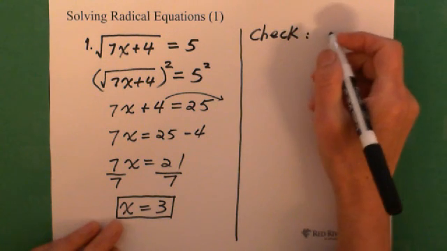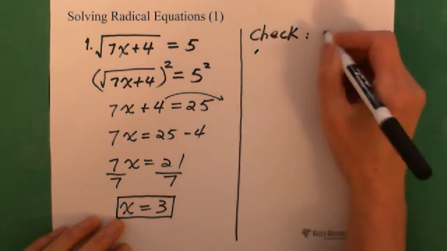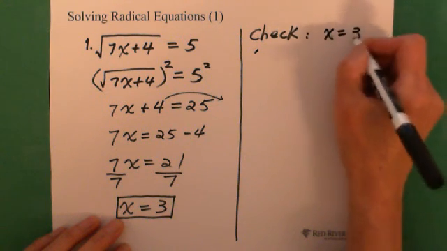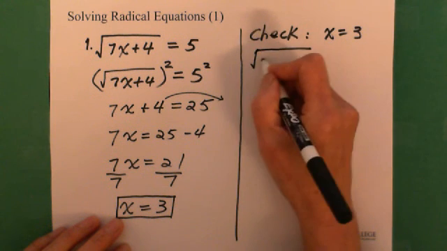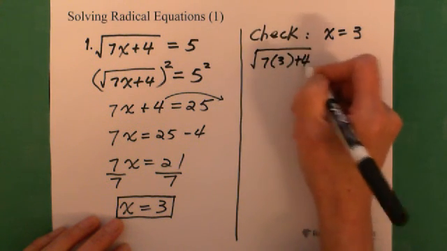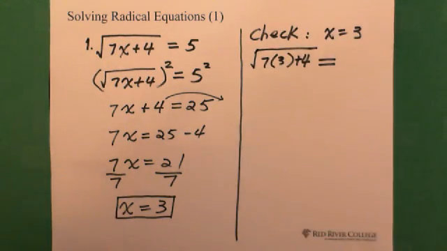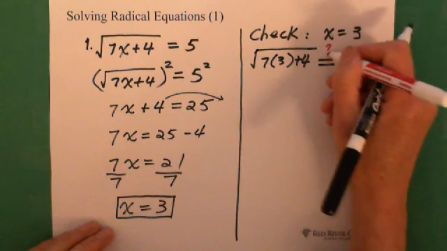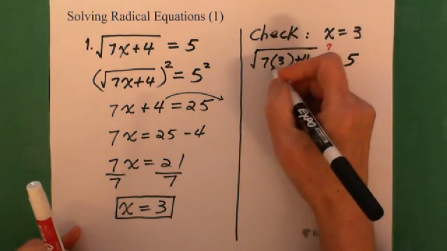Okay, let's check this one. x equals 3. You plug it into the left side. You have the square root of 7 times 3 plus 4, to see if it equals 5. Put a question mark by 5 and calculate inside.